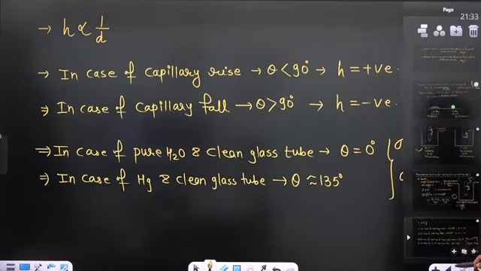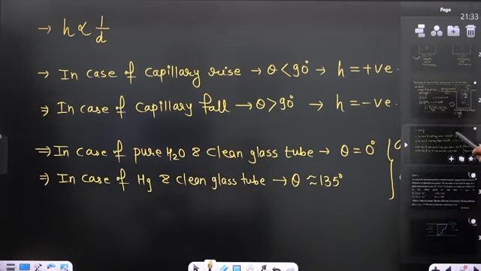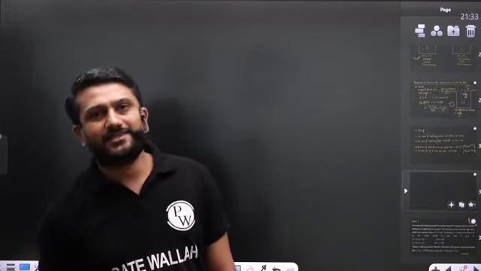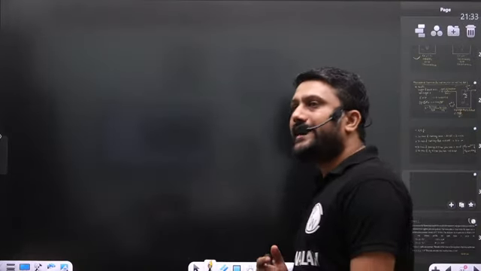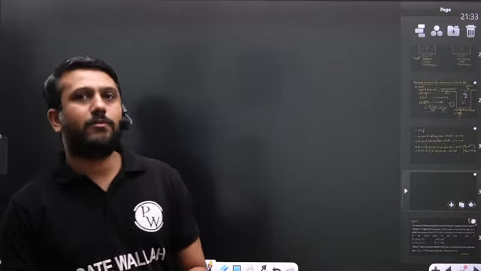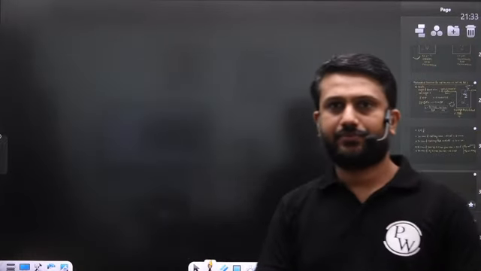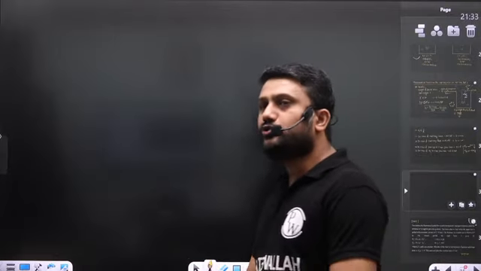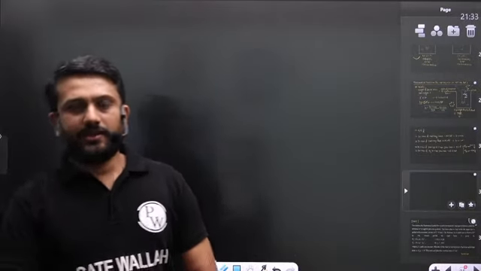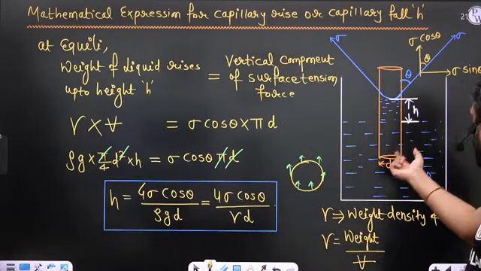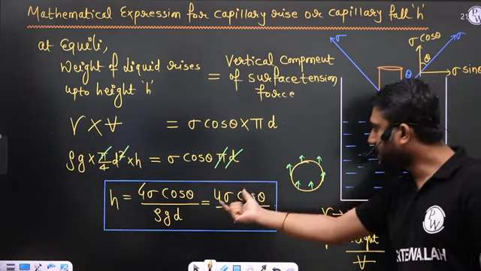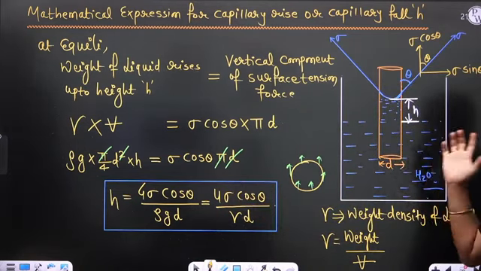Fine. Now, this is about the tube, right? This is about your narrow passage being a glass tube of diameter d. But if your narrow passage is formed by using two plates, then how do you calculate the H? The same mathematical expression is not applicable. This expression is applicable for a tube having diameter d.